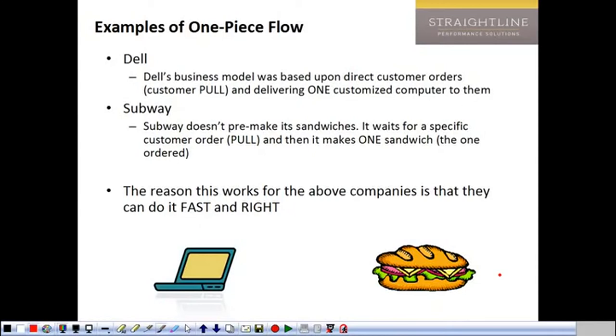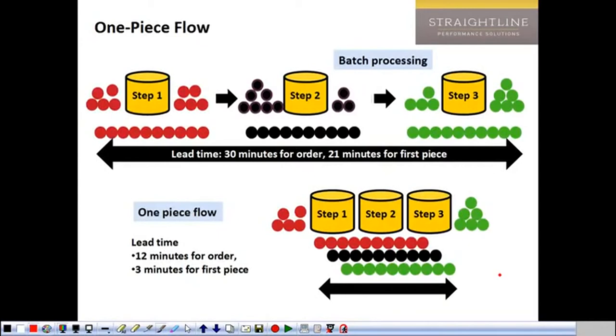So there's lots of advantages. But there's also an advantage in time. And the key thing is, One-Piece Flow only works if you can do it well. If you're not making a lot of errors and you're executing it fairly quickly, One-Piece Flow works. If you can't do that, it doesn't work very well. Here's an example pictorially of how it can be wasteful.